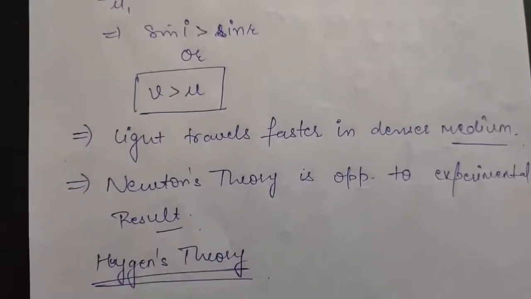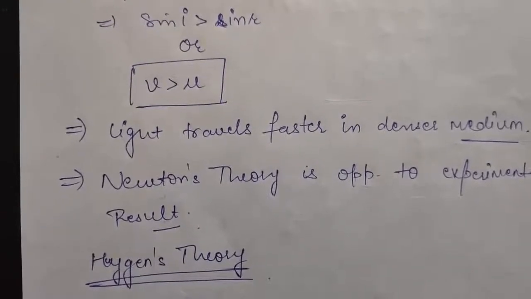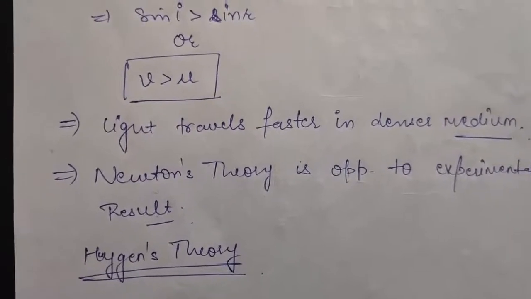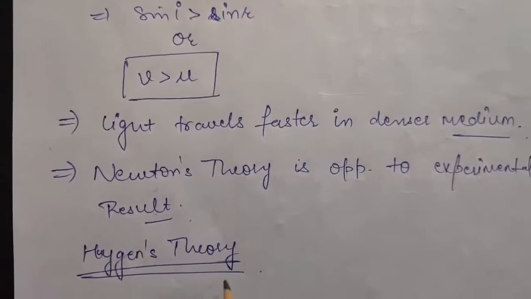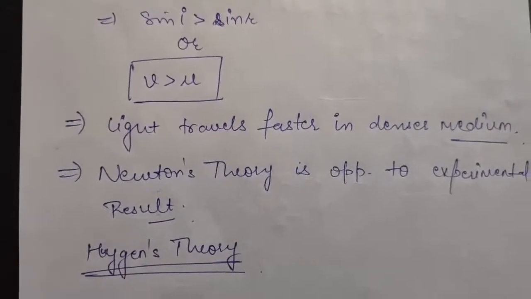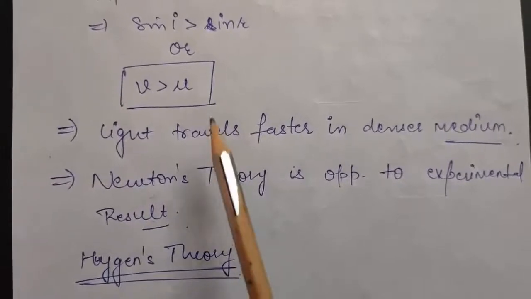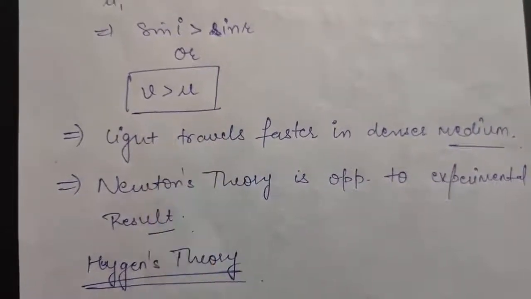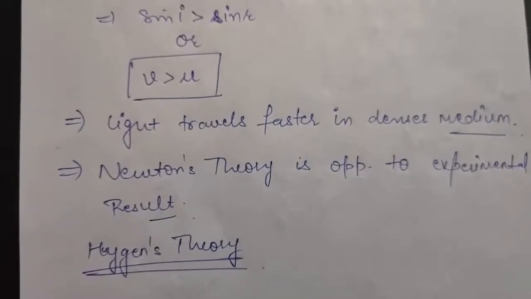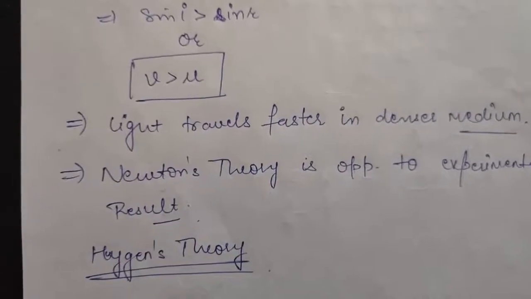Okay, so the third part of the question is asking which alternative picture of light is consistent with the experimental result. So that is Huygens theory, which you have studied in wave optics. That is consistent with your experimental results, because it also says that u should be greater than v. That is, the velocity of the light wave will be greater in the rarer medium as compared to the denser medium.